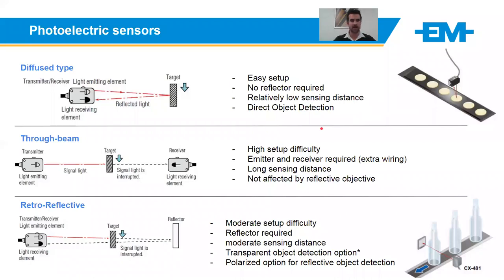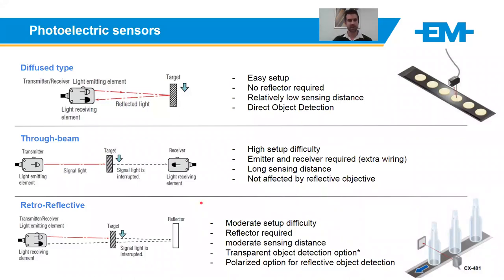The through beam type uses a beam of light from a transmitter to a receiver. When that beam is broken, then the output will turn on. So it's the lack of light being received by the receiver that will switch the output. It has a much higher setup difficulty because you've got two proximities, one on each side of the conveyor, for instance. They have their own separate electrical connections, which you need to then wire back to the station. And you obviously have to align these two proximities to work together. So there's a little bit of extra wiring, slightly more difficult to set up. But one of the great benefits of this type of technology is it's not affected by reflective objects. So an object can be as reflective as it wants. It can be a mirror even. The through beam technology will detect that being broken.